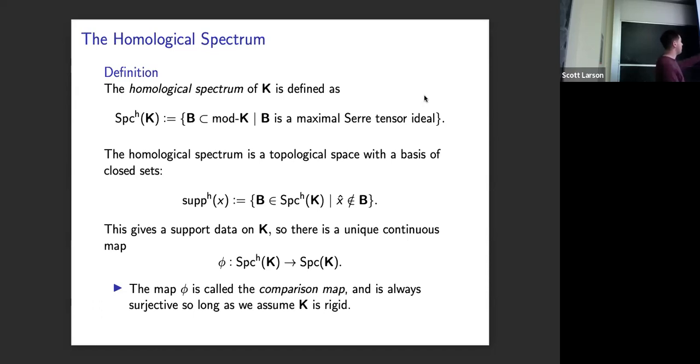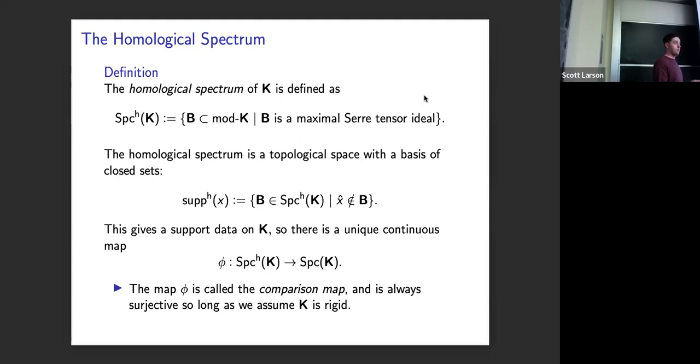So of course, this is a topological space with a basis of closed sets given the way you would expect: those maximal Serre ideals for which X hat is not a member. Remember, X hat is the image of X under the omega embedding. And this gives us support data.